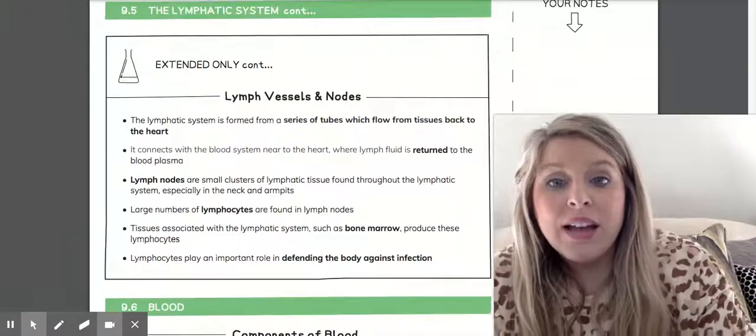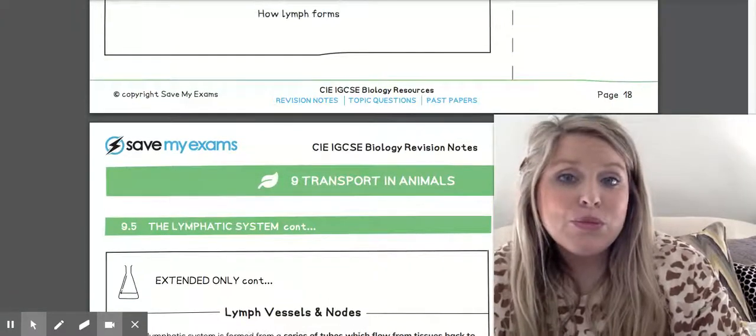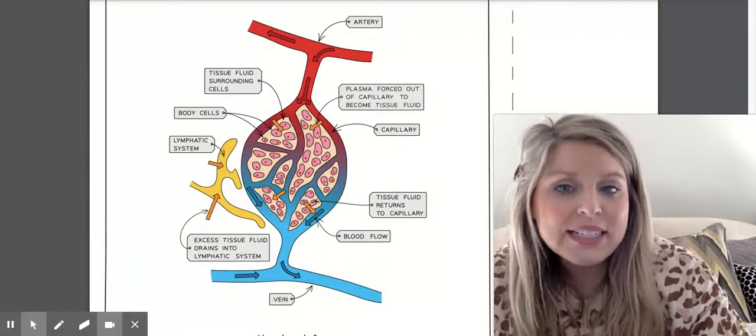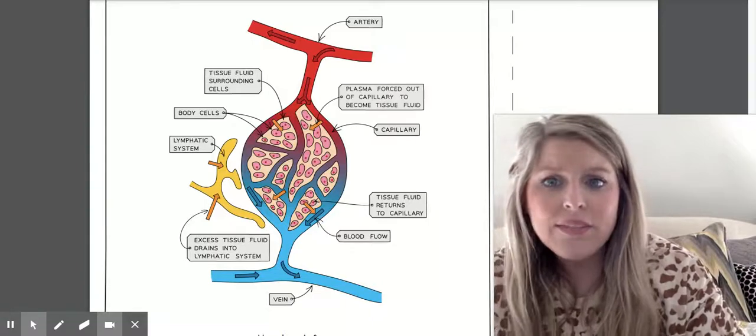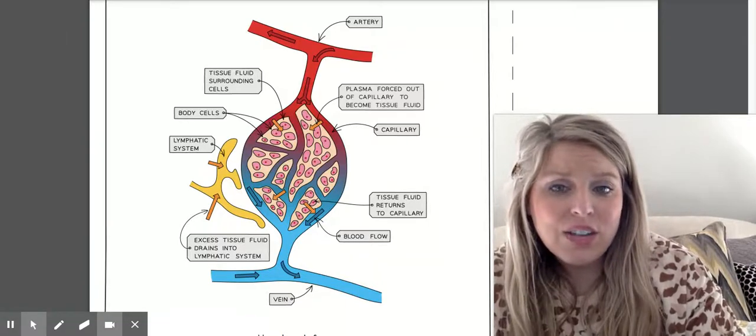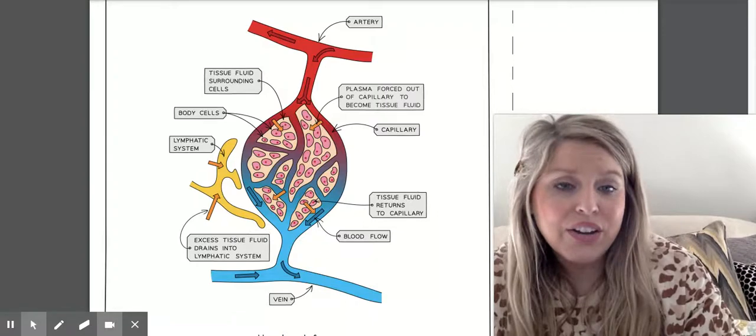Okay, so with the lymph, just remember it's absorbing anything that leaks out of those capillaries, and it's surrounding all of the cells that you have with cell transfer in your capillary beds.